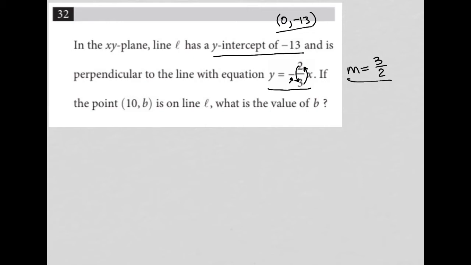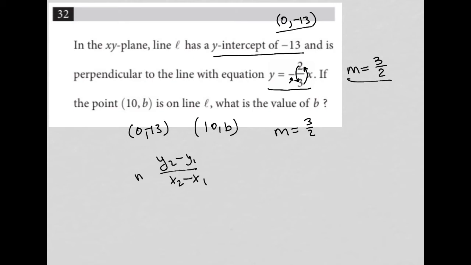Okay, so I know I have 2 points, (0, -13). I also have (10, b), but I know that my slope is 3/2. My slope is the same as y2 minus y1 over x2 minus x1. That's how I find slope. So I'm going to call this my x1, -13 is my y1, 10 is my x2, b is my y2. And I'm just going to plug these things in.